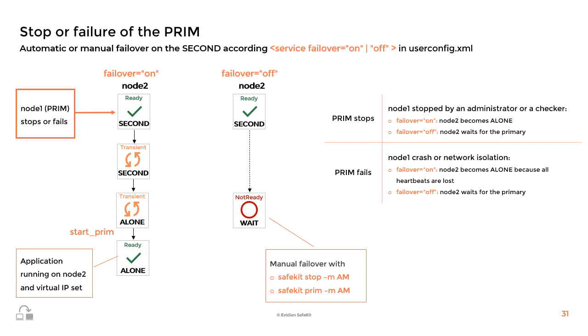In the middle figure, we consider the special case with the failover attribute set to off, meaning that the administrator does not want an automatic failover on the secondary. In this case, when Node 1 experiences a failure or a stop, Node 2 transitions from the second green state to the wait red state, waiting for Node 1 to restart. If administrators want to force the start as primary on Node 2, they can stop the module on Node 2 and use the safegitprim command to force the start. Thus, with the failover set to off, the administrator manually controls when the secondary node becomes primary.